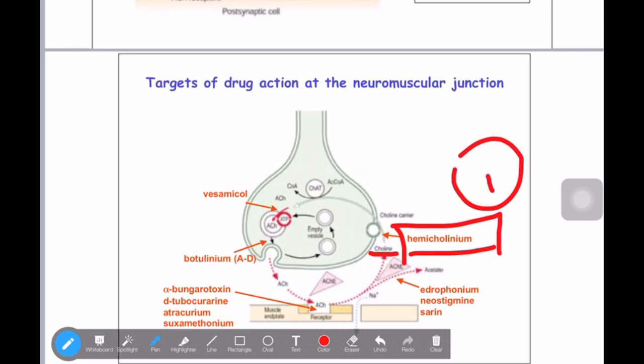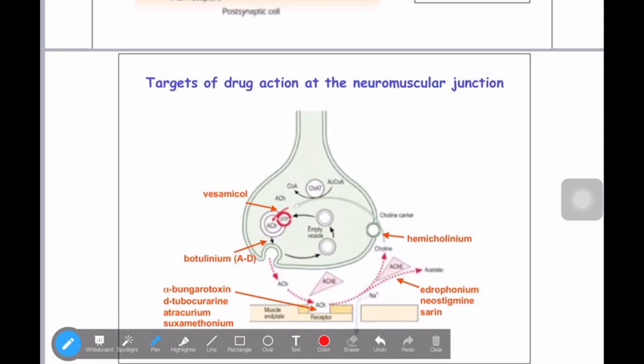The next one: after formation, acetylcholine is stored in a vesicle, as I said. The drug which blocks the storage of acetylcholine in the vesicle is vesamicol. It is the second drug. One we have studied, hemicholinium, blocks the entry of choline into the presynaptic cleft, and vesamicol blocks acetylcholine storage in the vesicle.